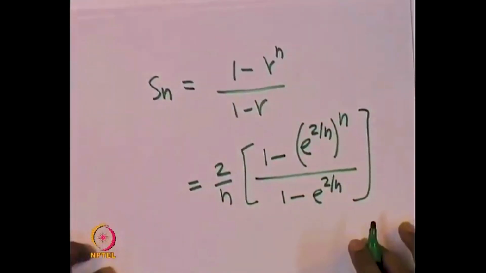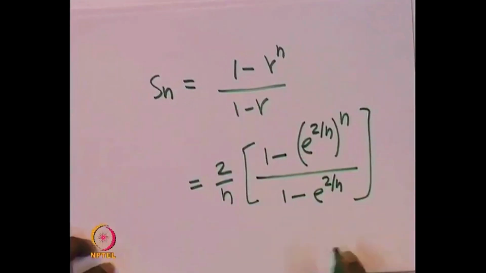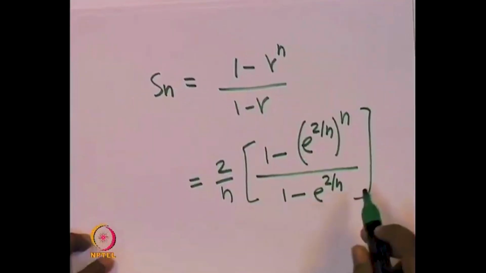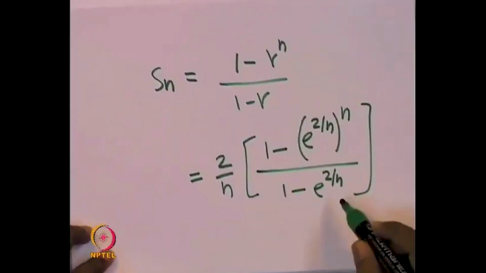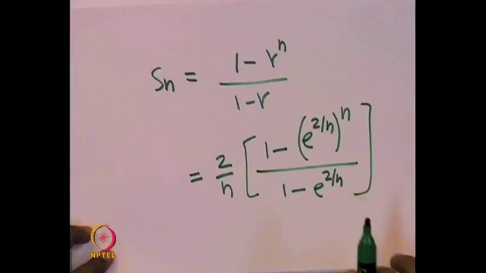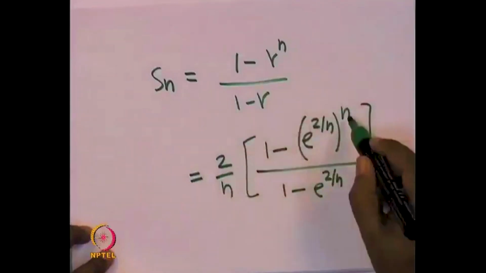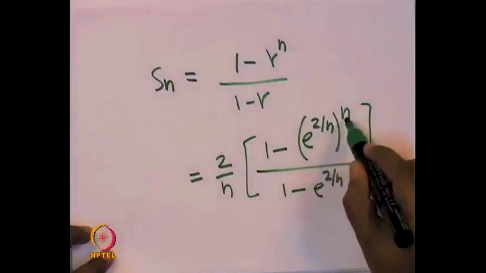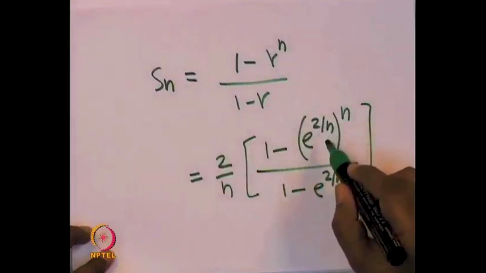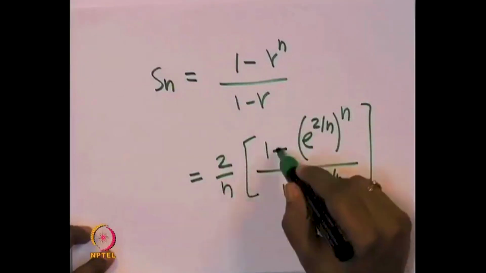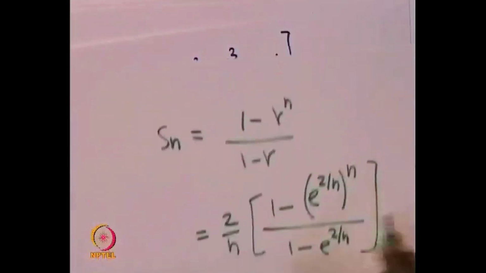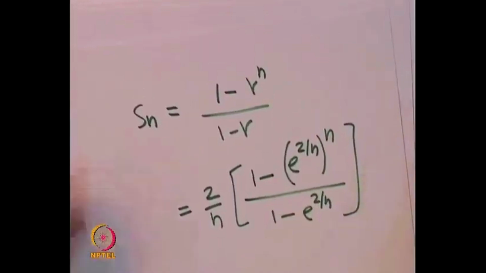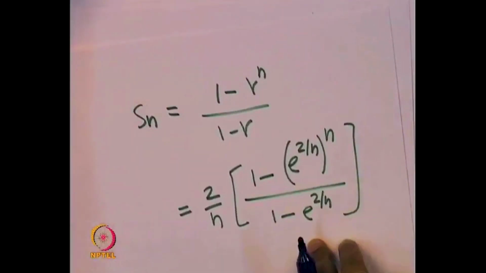So, this is the sum, and in the limit n going to infinity we should get our integral. This is the theorem we stated: the integral is nothing but the sum in the limit n going to infinity. Now, (e power 2 by n) whole power n is nothing but e square. Let me rewrite this term slightly, and you can see the answer emerging.